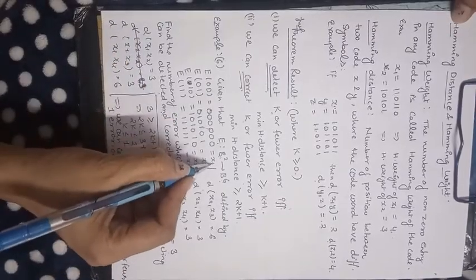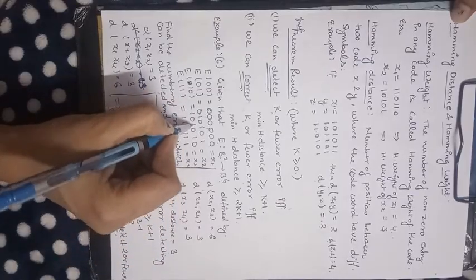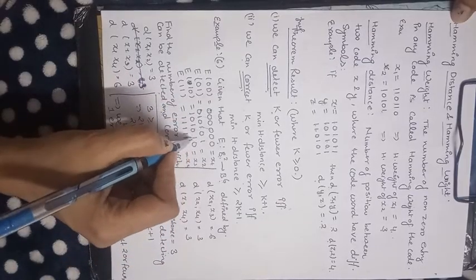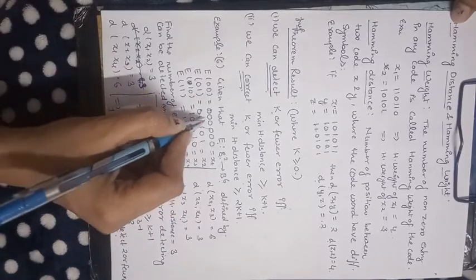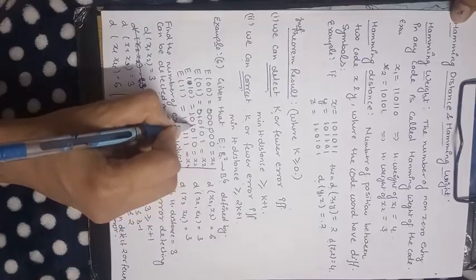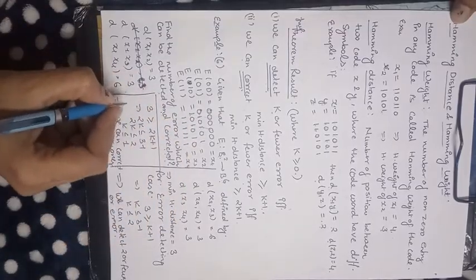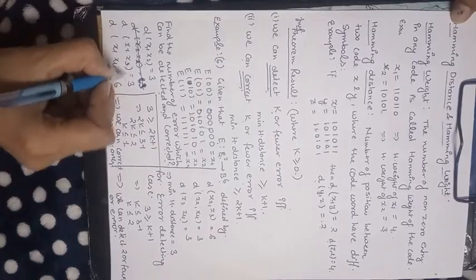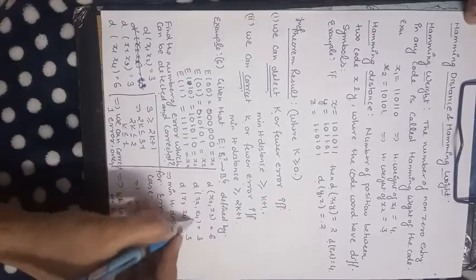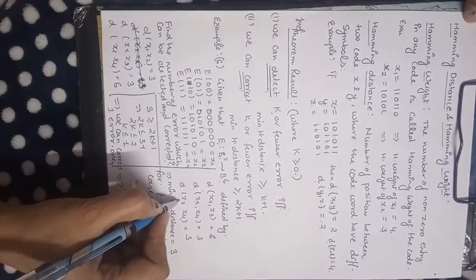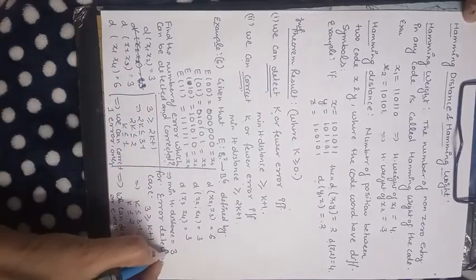Similarly, the distance between x1 and x3 is what? First place is different, second is the same, third place is different, and the fourth place is different. That means a total of 3 places are different here, so the distance between x1 and x3 is equal to 3. Similarly, we can find the distance between x2 and x3, x2 and x4, x3 and x4. Now the minimum Hamming distance among all of these is equal to 3.